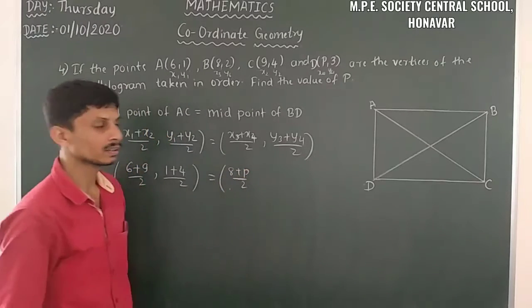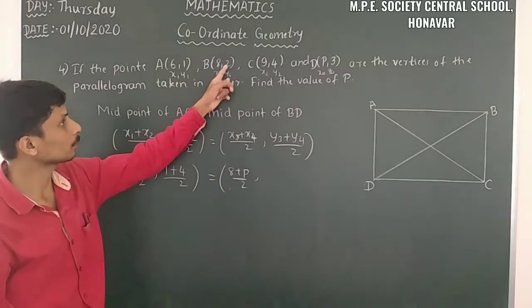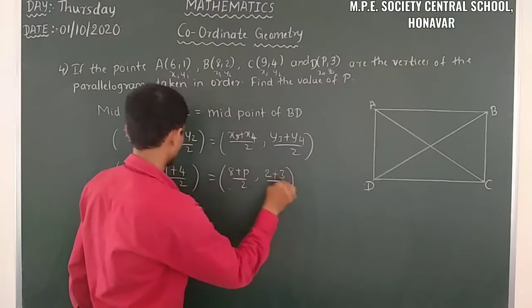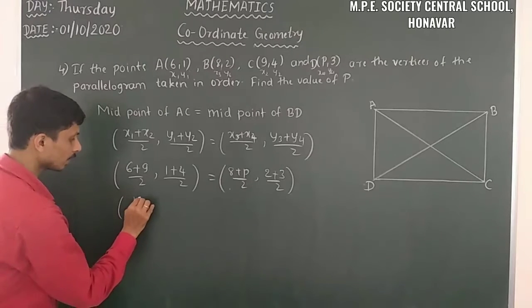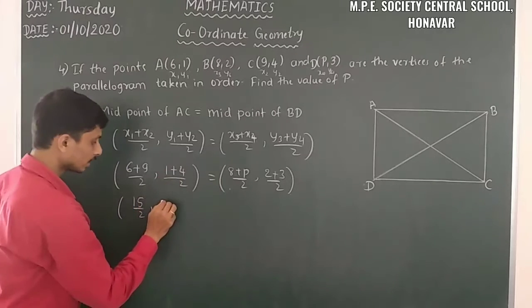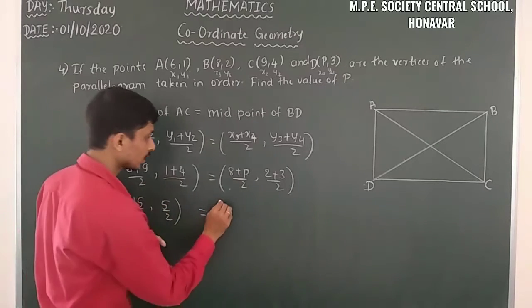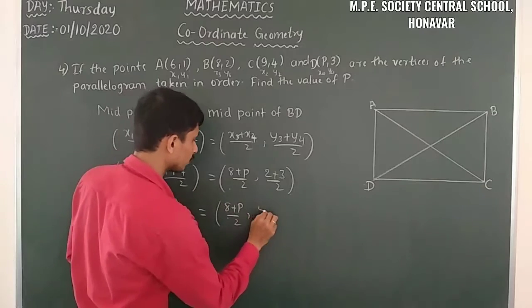8 plus p by 2, comma. Then y3 plus y4, 2 plus 3 by 2. Here, 6 plus 9 by 2 means it's 15 by 2, comma. So here it is 5 by 2, since 4 plus 1 is 5. Here 8 plus p by 2, here 5 by 2.